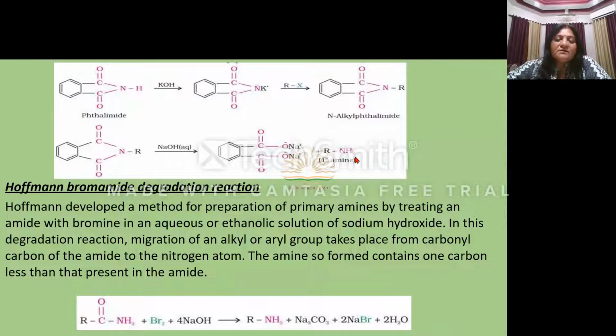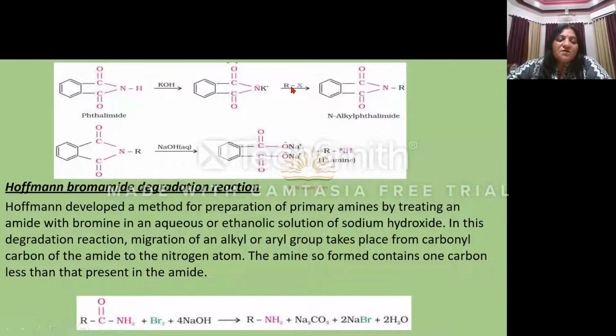And the important point, we cannot prepare the aromatic amine by this process, because in case of the aryl halide the fission of this bond is difficult. In that case there is an sp2 hybridized carbon here, and here is an sp3 hybridized carbon.